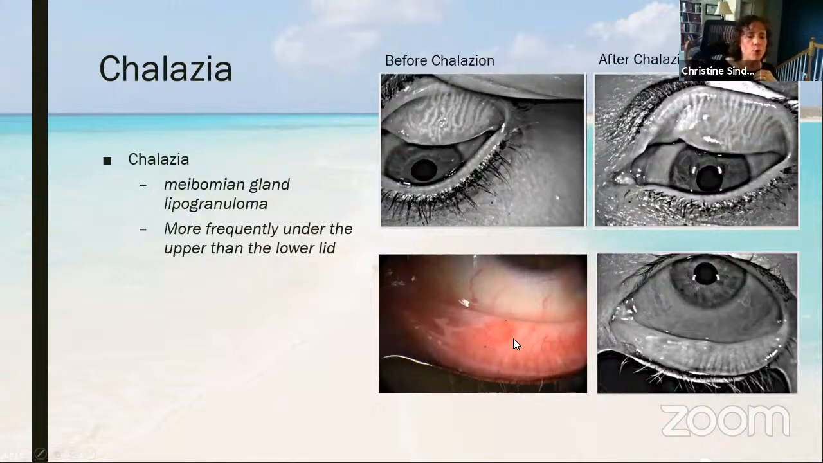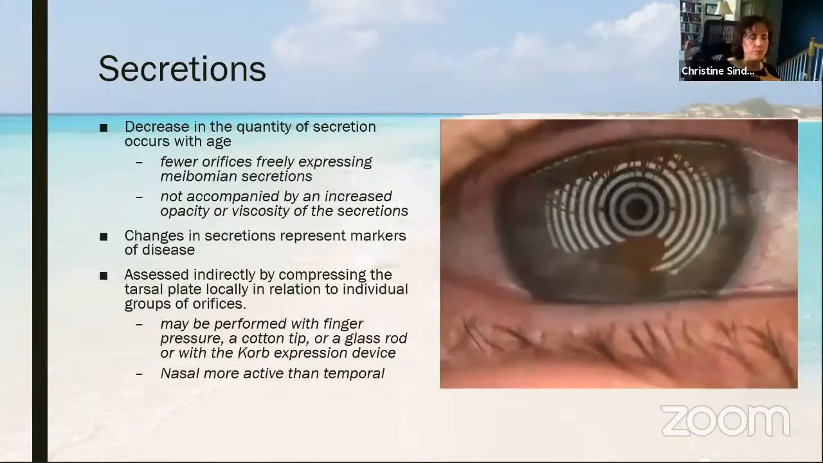Chalazion is this lipogranuloma. You can see the chalazion here and in the infrared picture here. They're more frequently under the upper lid than the lower lid, but they certainly can show up absolutely anywhere. You can see in this picture that once you have a chalazion, the meibomian glands generally are dead, dying, or atrophied in that area. So the glands that are involved will die once they get an infection like that.